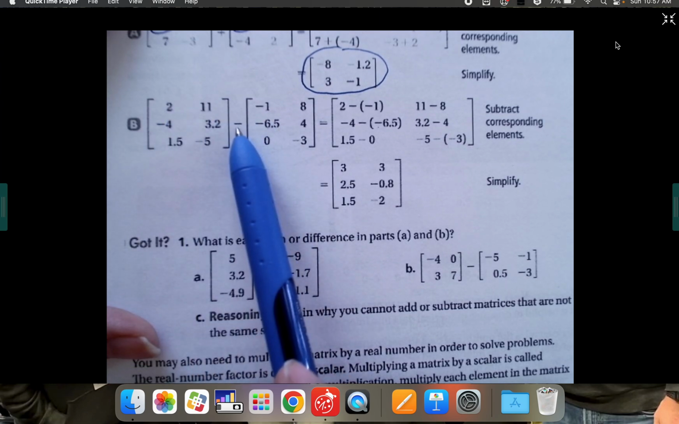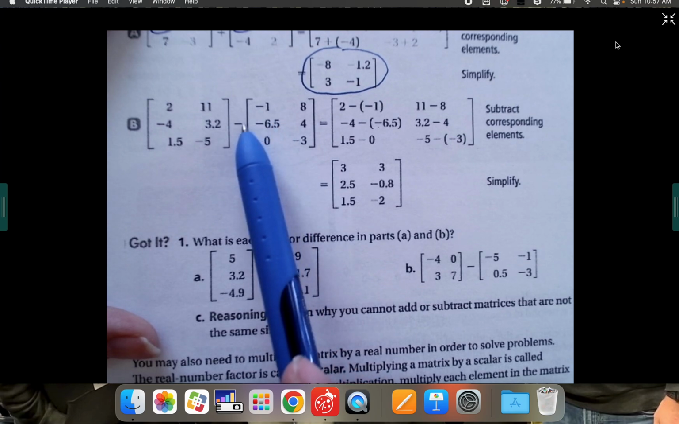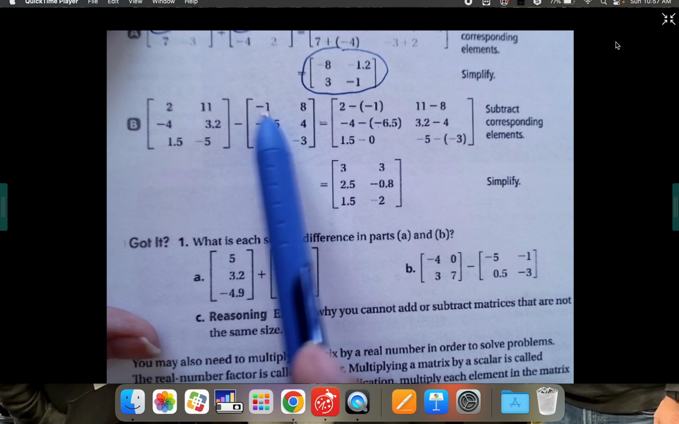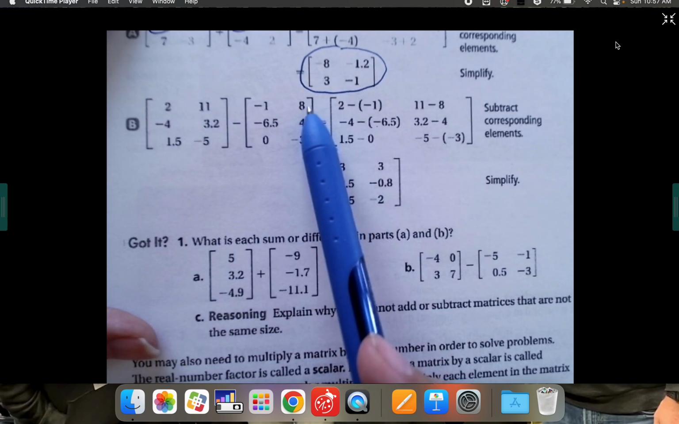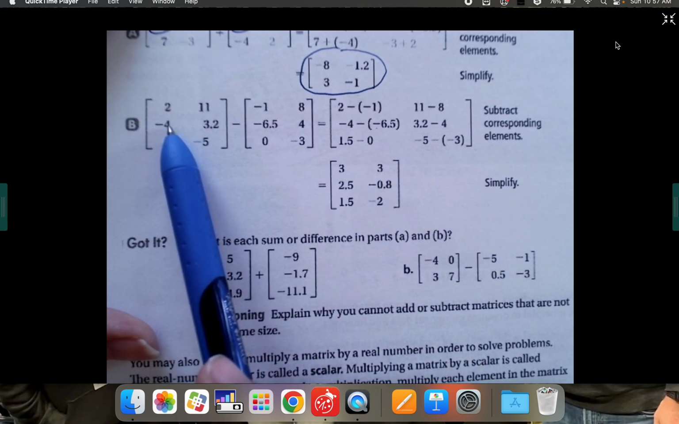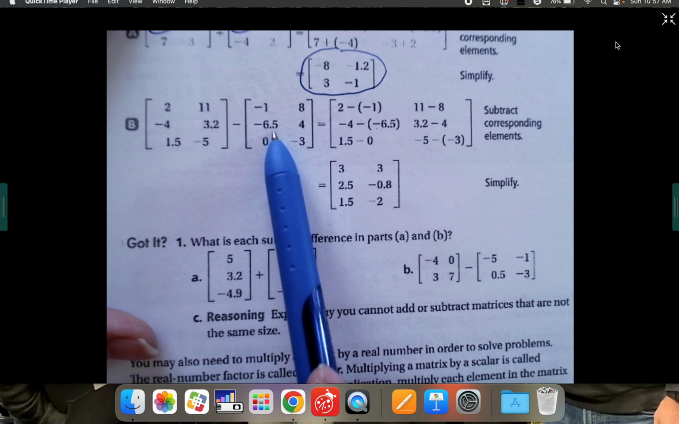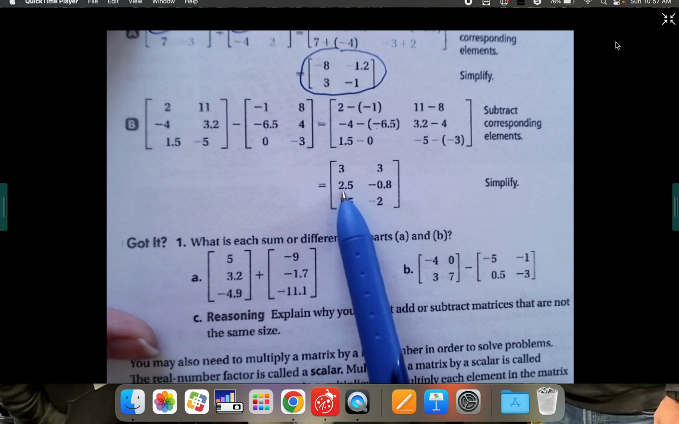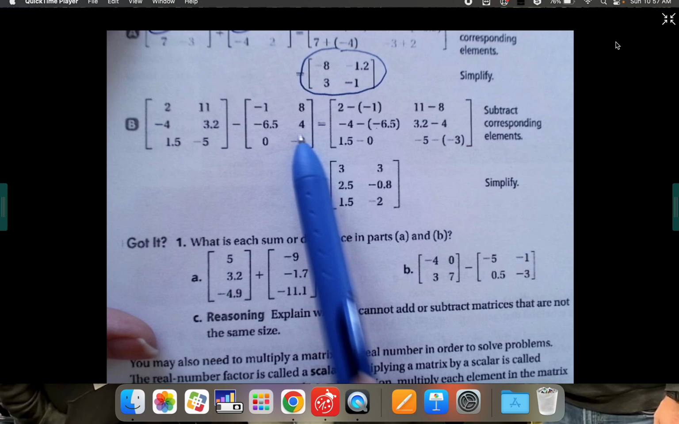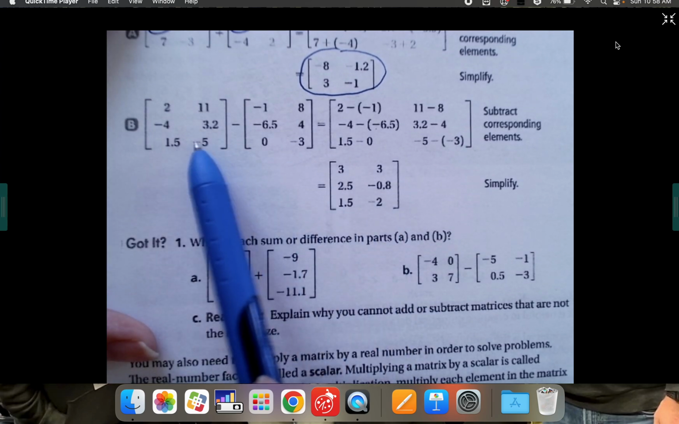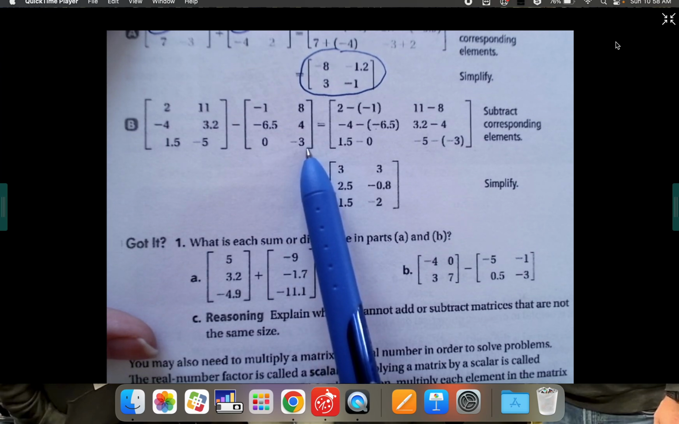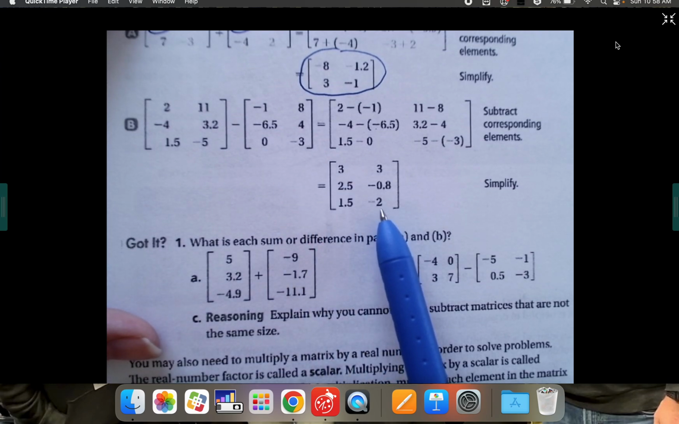Remember that 2 minus -1, that'd be minus and negative right next to each other, becomes plus plus. That would equal 3. 11 minus 8 is 3. -4 minus -6.5 is positive 2.5. 3.2 minus 4 is -0.8. 1.5 minus 0 is 1.5. -5 minus -3 is -2.